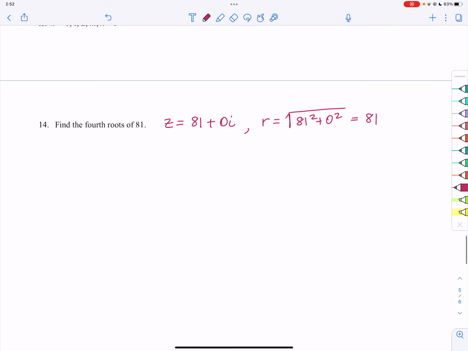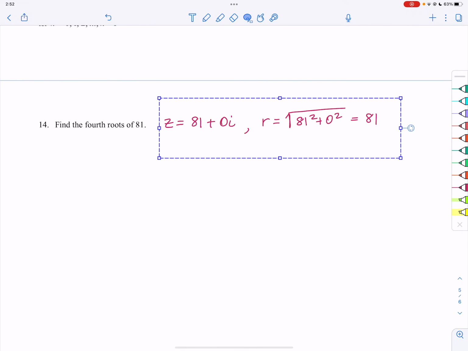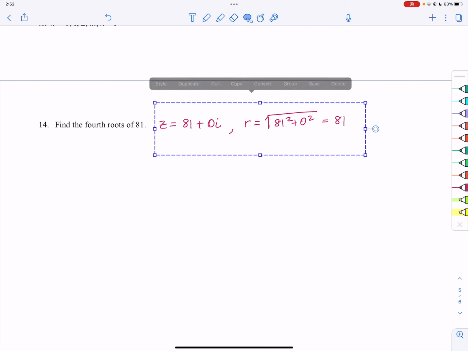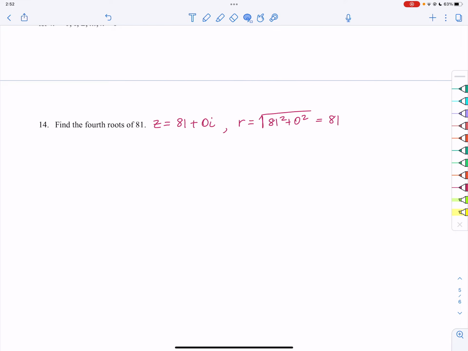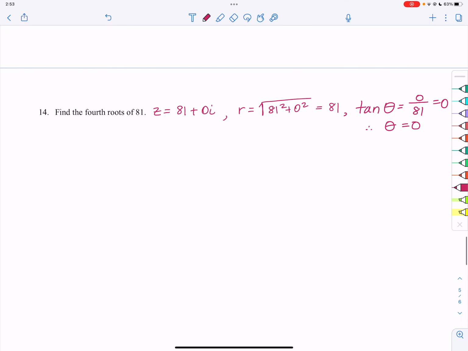We also have the tangent of theta. Let me see if I can bring this in a little bit so that I can fit the tangent of theta in. And we have the tangent of theta is 0 over 81, which is 0. So we know that theta is equal to 0. Okay, so what can we say?